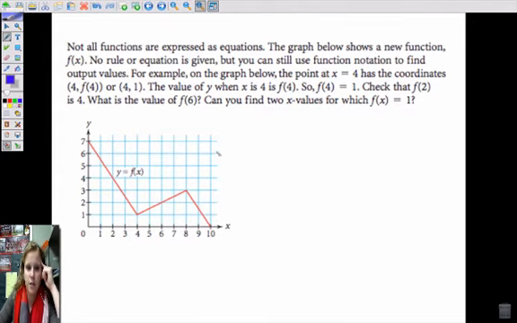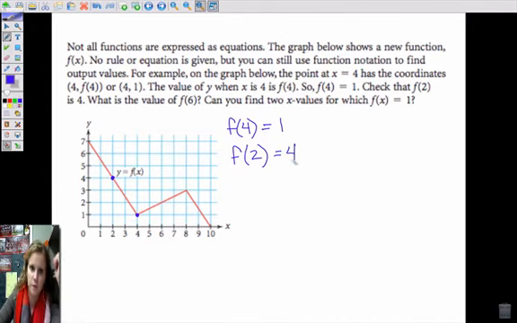But then we can answer questions. What is f of 4? Well, f of 4 would be when x is 4. So we go to where x is 4, and f of 4 would be 1. Then it says check that f of 2 is 4. f of 2 is an x value, so we go up, and the graph is at 4. So f of 2 is 4. Can you find the two x values for when f of x is 1?